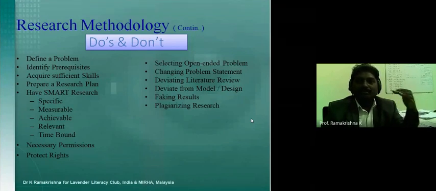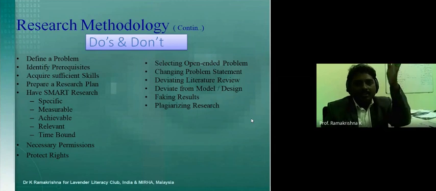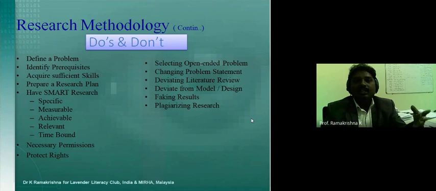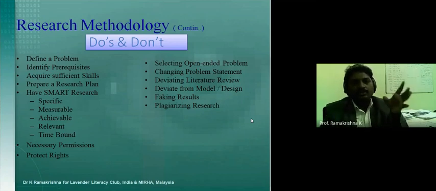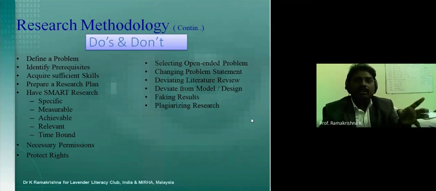Once you have defined a problem, I think you will be maintaining all these things. So it should be relevant. Whatever you do should be relevant to your research activity. And then time bound. You have to define how many hours of time you need to complete this project, or the different phases of the project. So these are very important things that you're supposed to do while you are doing any research work.